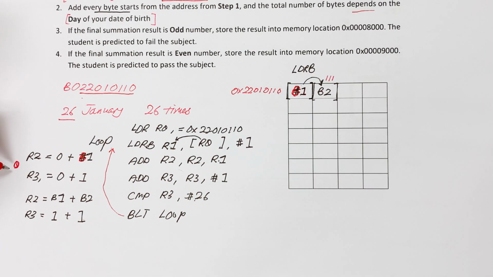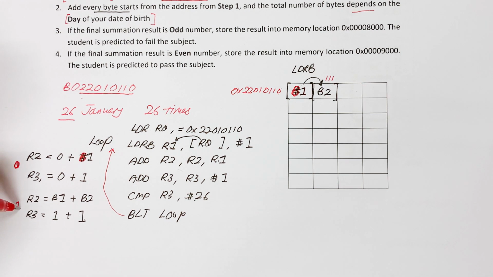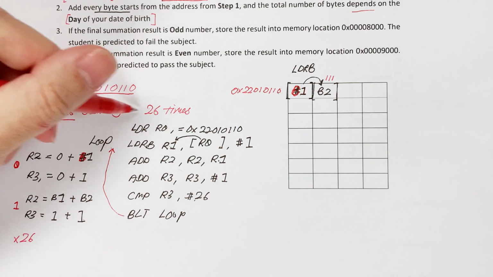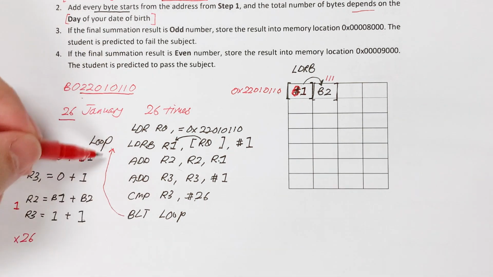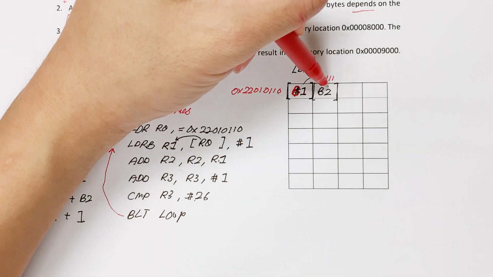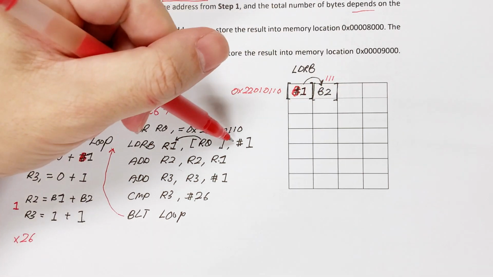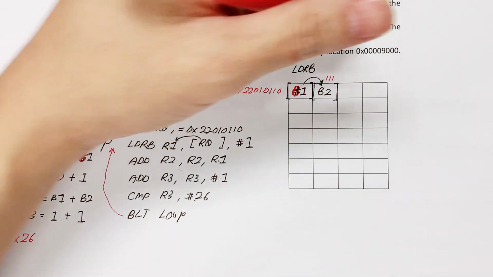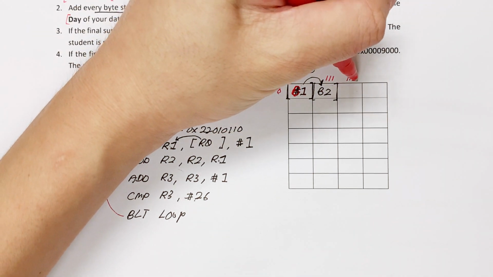This is when our index is 0, or register 3 is 0. This is when register 3 is 1, the index 1. So we need to do this process up to 26 times, depending on the day of birth. Every iteration that we come back in the loop, register 0, which just now was 111, after you have fetched, automatically will increase by 1, so it will become 112.